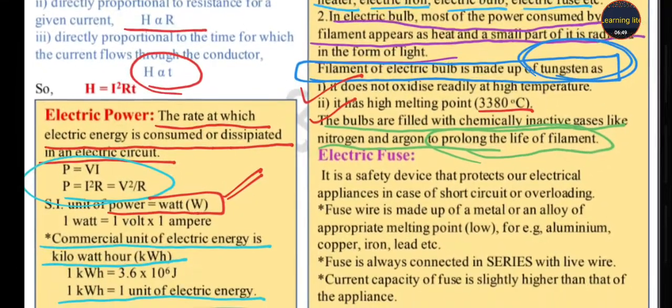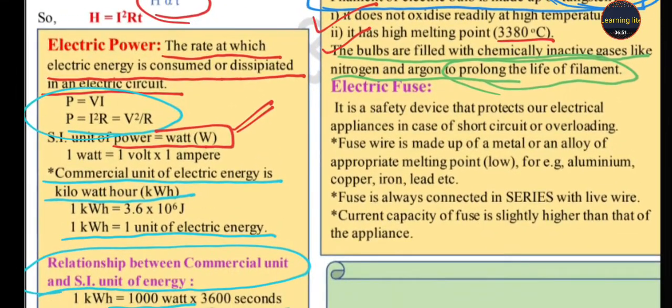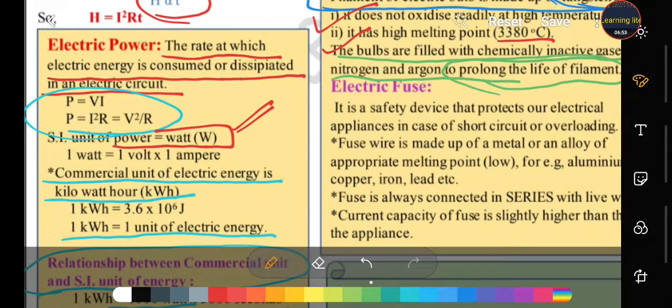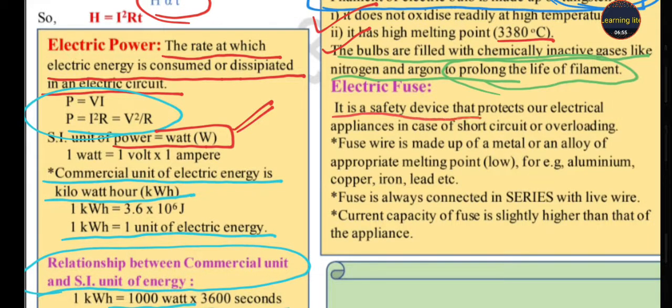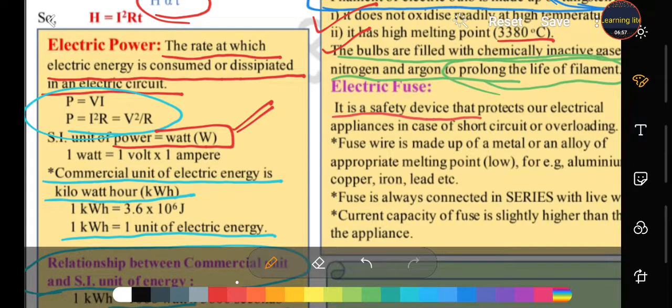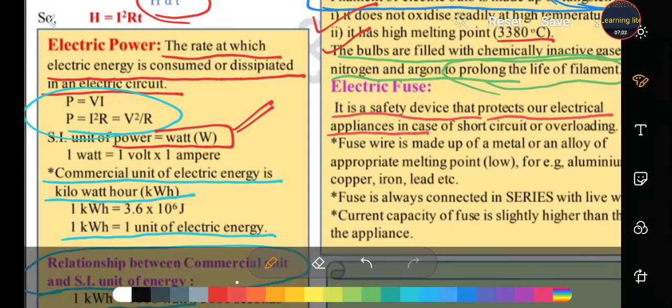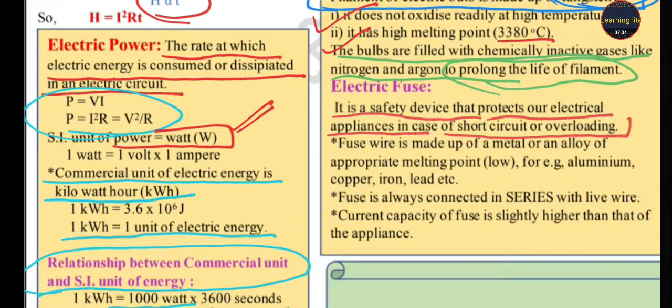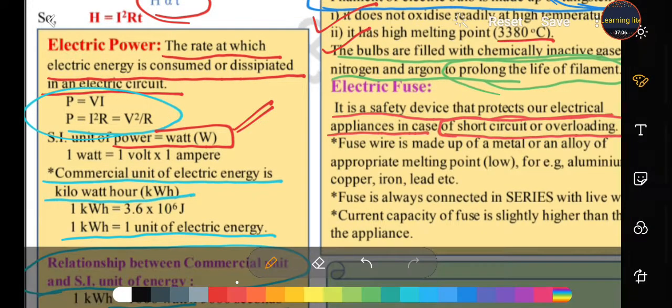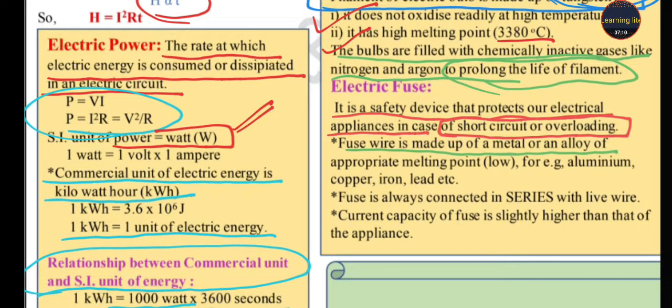Let's move to our safety device, that is the electric fuse. Students, what is a fuse? A fuse is a safety device. Why is it called a safety device? Because it protects our electrical appliances in case of short circuit and overloading. Students, fuse wire is made of a metal or alloy of appropriate melting point, for example, aluminium, copper, iron, lead.